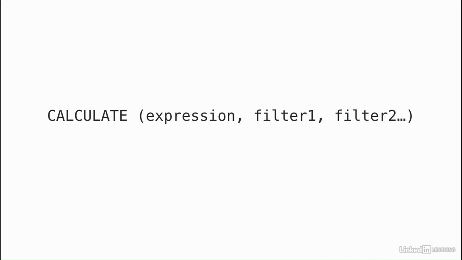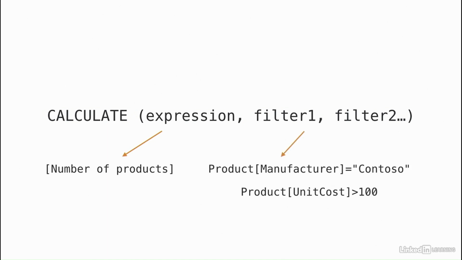For example, if we were looking at our products table, we could say that we wanted to calculate the number of products, but only where the product manufacturer is Contoso. Number of products is an existing measure that we already created. So it's calculating using all of the products, but we can apply a filter for Contoso only. Or we could provide a filter that says only where the unit cost of the product is greater than $100. Or we could combine both of these filters and run the number of products measure only where the manufacturer is Contoso and the unit cost is more than $100.